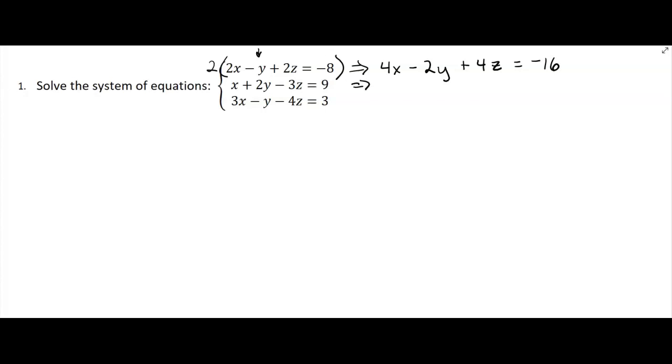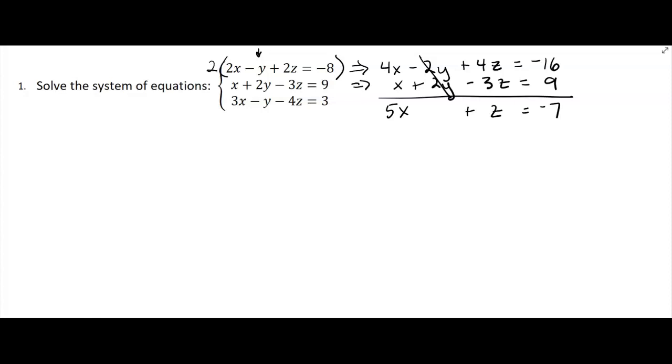The next equation, I'm just going to copy that down. x plus 2y minus 3z equals 9. Okay, now when I add these together, the negative 2y and the positive 2y eliminate. Yay. Okay, 4x and x make 5x. And then 4z and negative 3z makes plus z. 4 minus 3 is 1. All right. And this equals negative 16 and 9, which is negative 7. Okay, that is an xz equation. Yay. Okay, there's no y's in it.